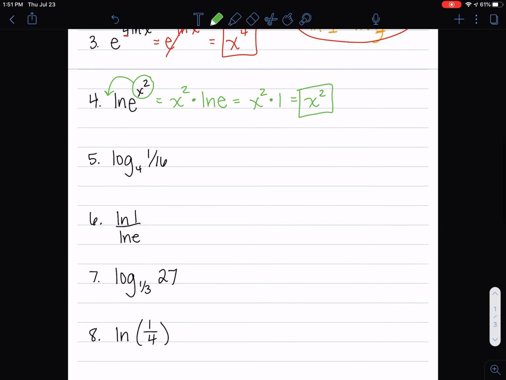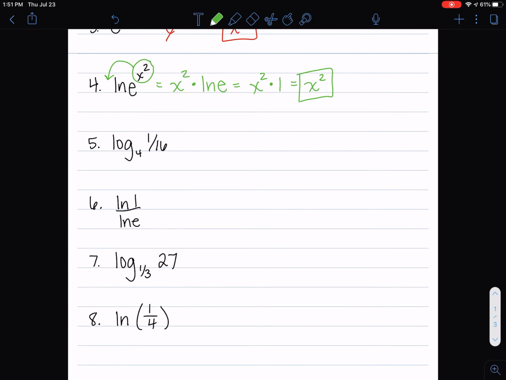All right, a couple more examples. So in number 5, we have a log base 4 of 1/16.